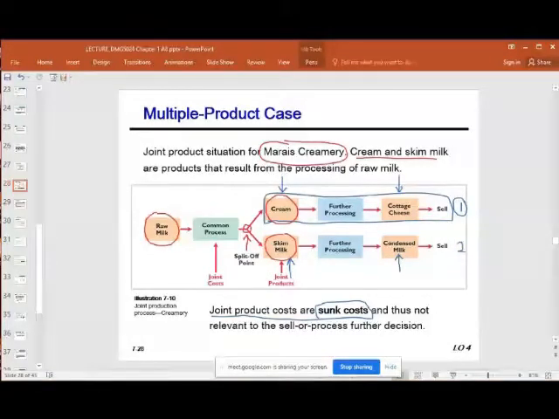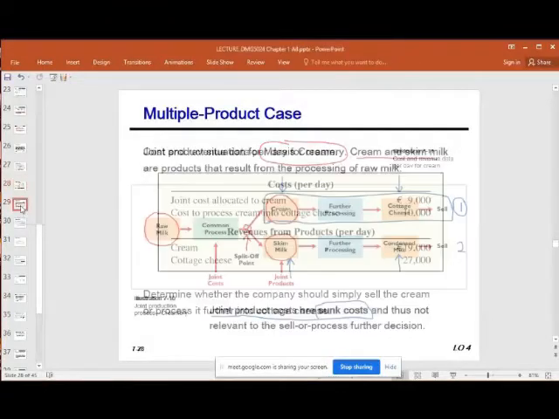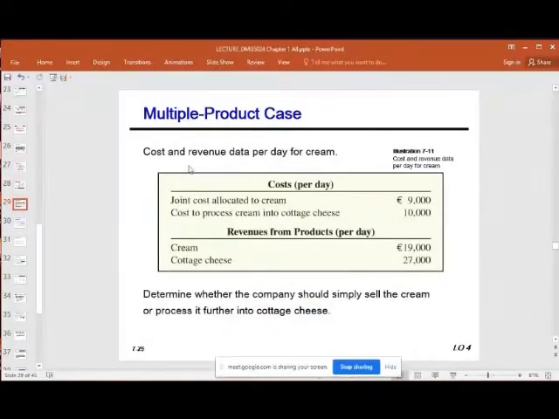So let's do this, cream and cottage cheese. They've given you this data for cream. The joint cost allocated to cream is 9,000. Class, do you need to use this 9,000? No, correct. This one is a sunk cost, so we don't need to use it.